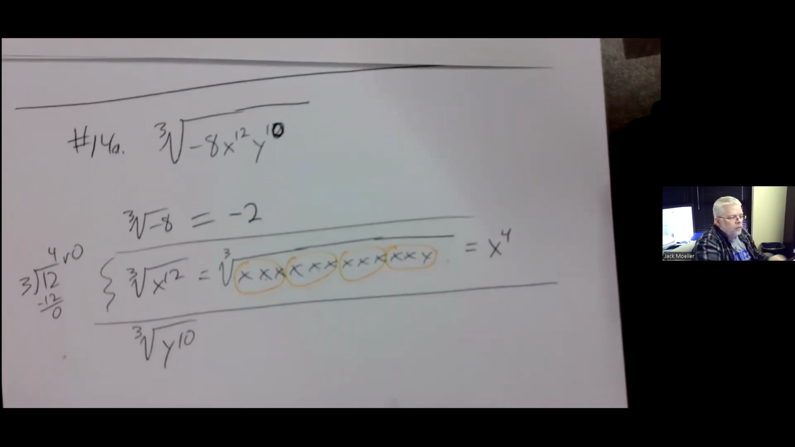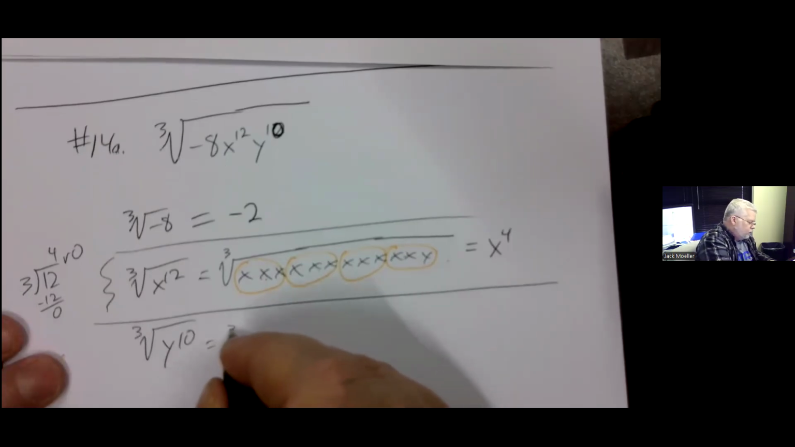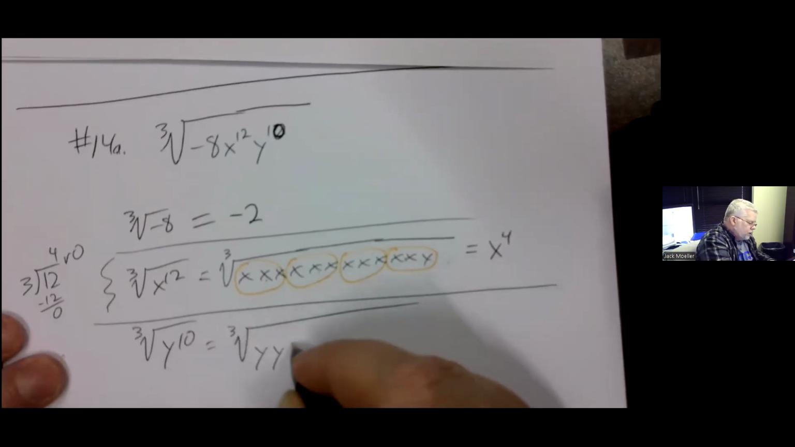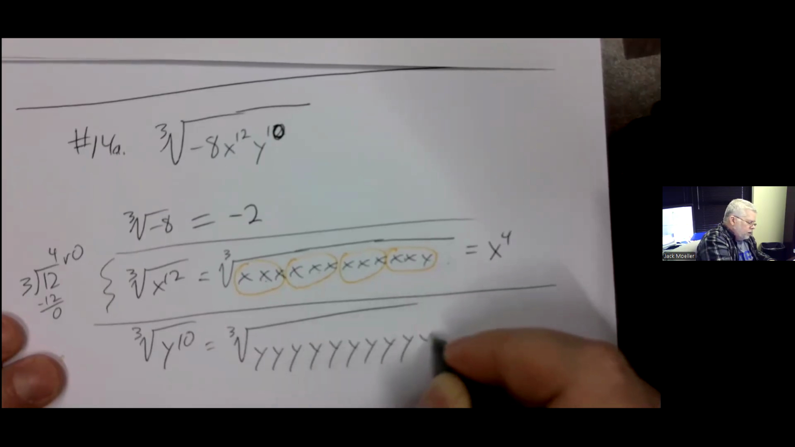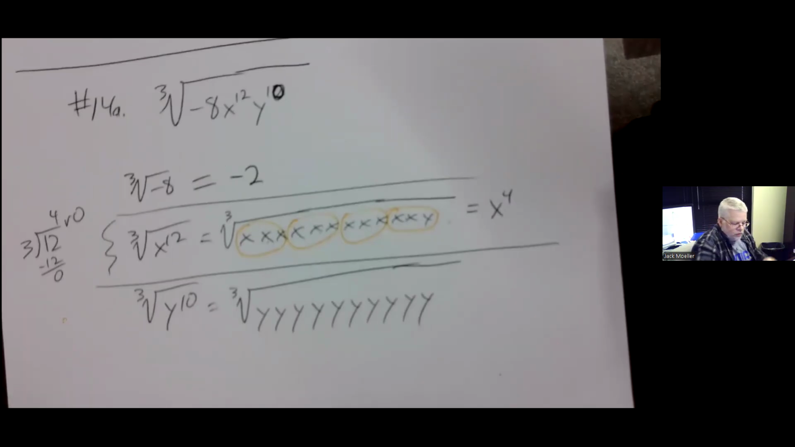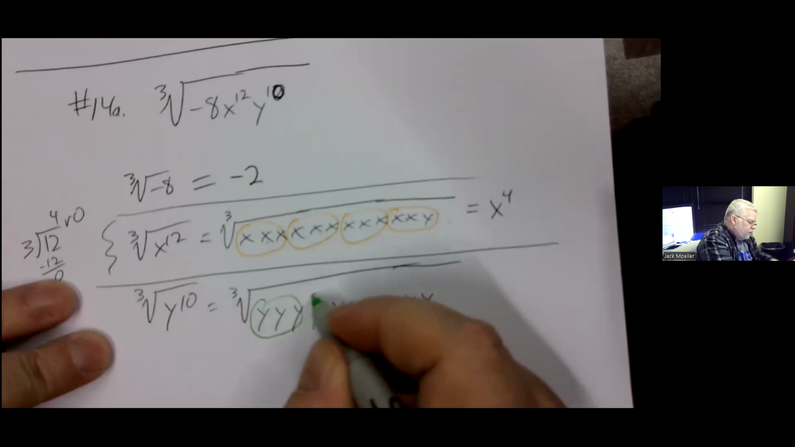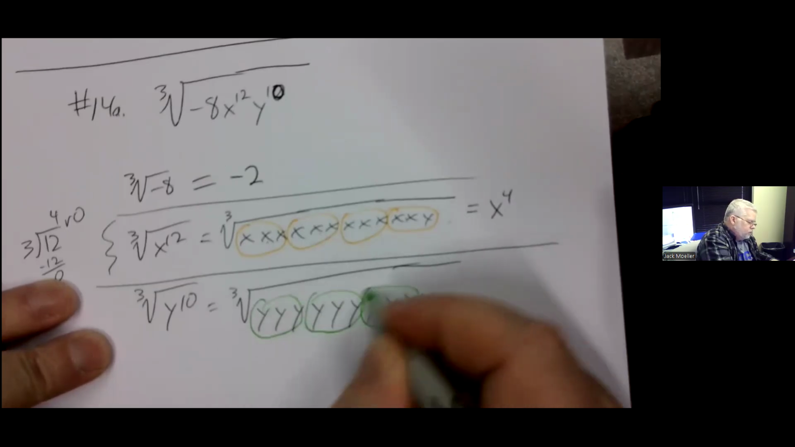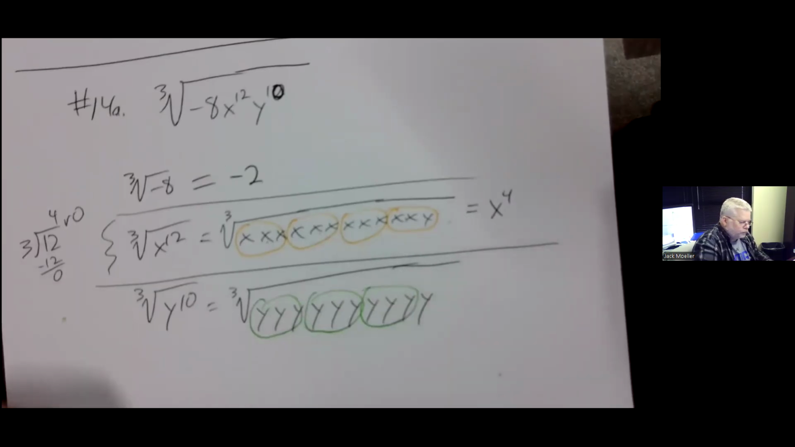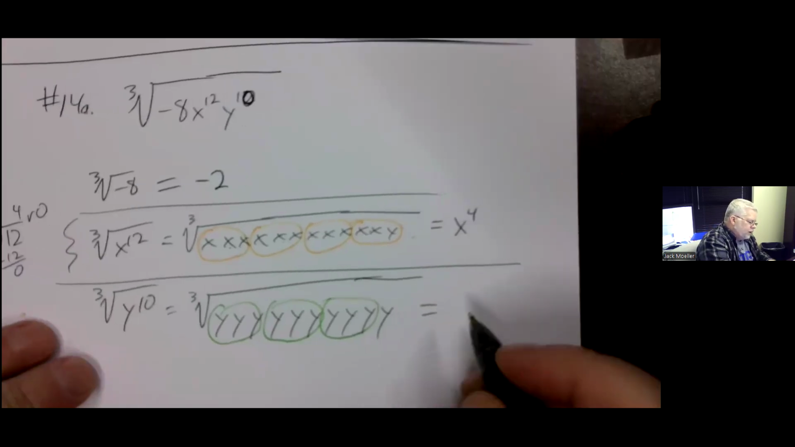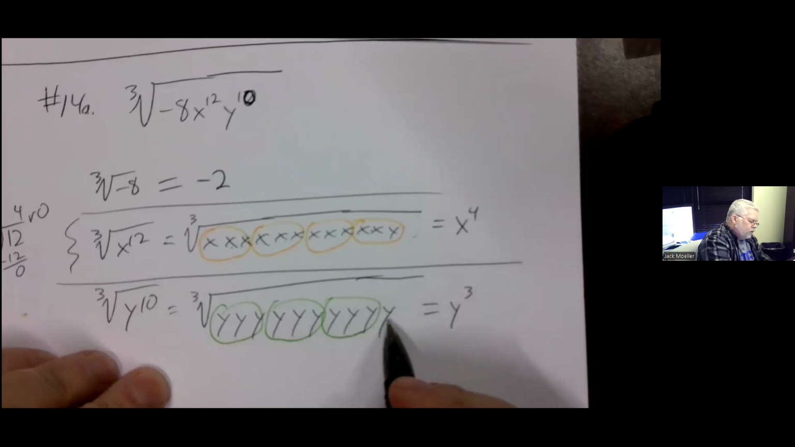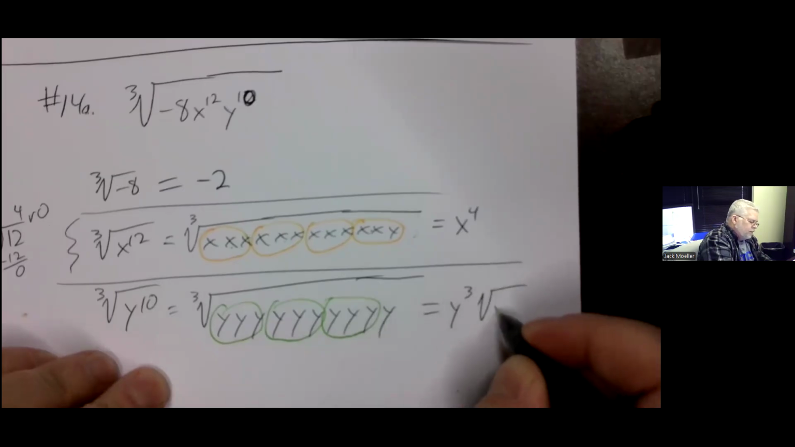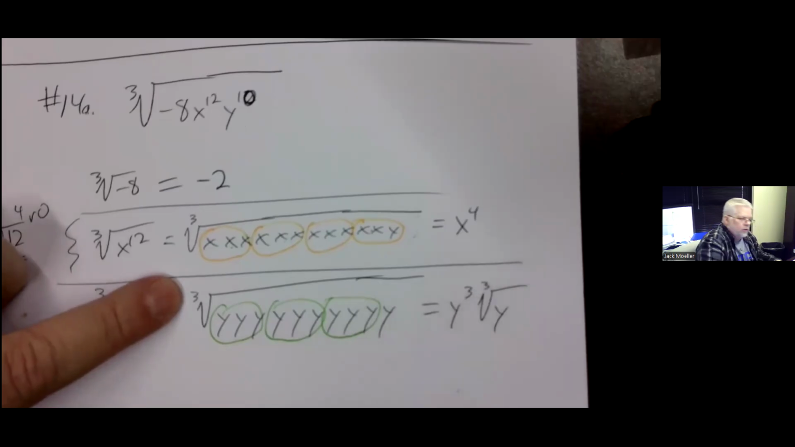All right, so what about the cube root of y to the 10th? Again, I want to do this both methods just to show you. 4, 5, 6, 7, 8, 9, 10. So just like with x, this is cube root, so we're looking for groups of 3. So how does that simplify? We have 3 groups of y, so it'll be y cubed. What's left over is a single y. This is a cube root, so don't forget your cube root.